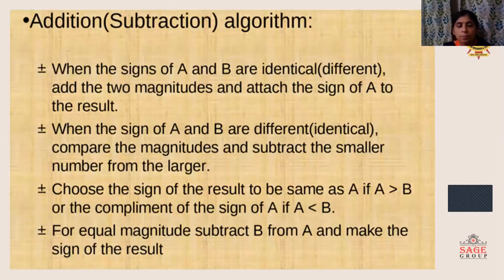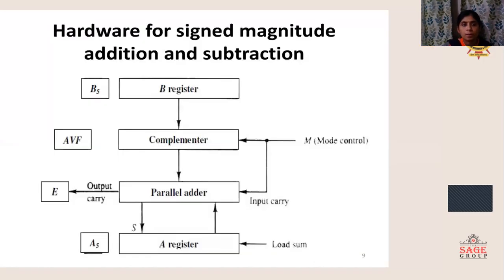This is the summary from the previous chart. When the signs of A and B are identical, add the two magnitudes and attach the sign of A to the result. When the signs of A and B are different, compare the magnitudes and subtract the smaller number from the larger. Choose the sign of the result to be the same as A if A is greater than B, or the complement of the sign of A if A is less than B. For equal magnitude, subtract B from A and make the sign of the result positive.